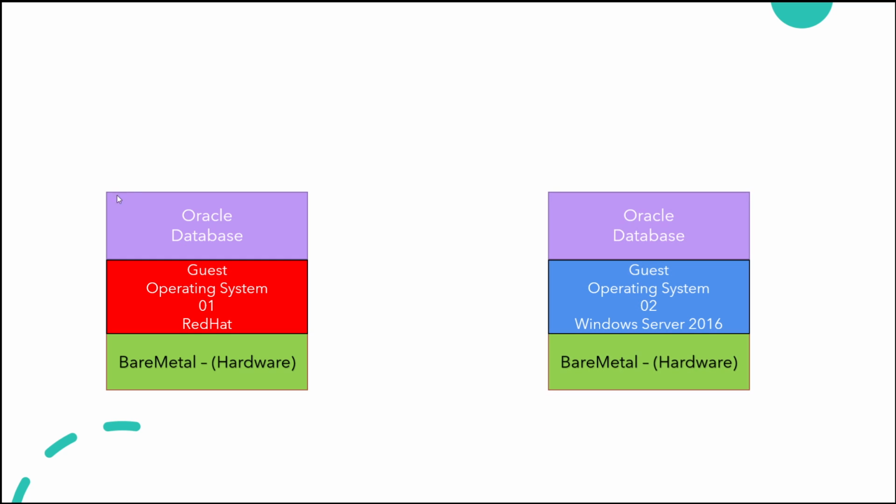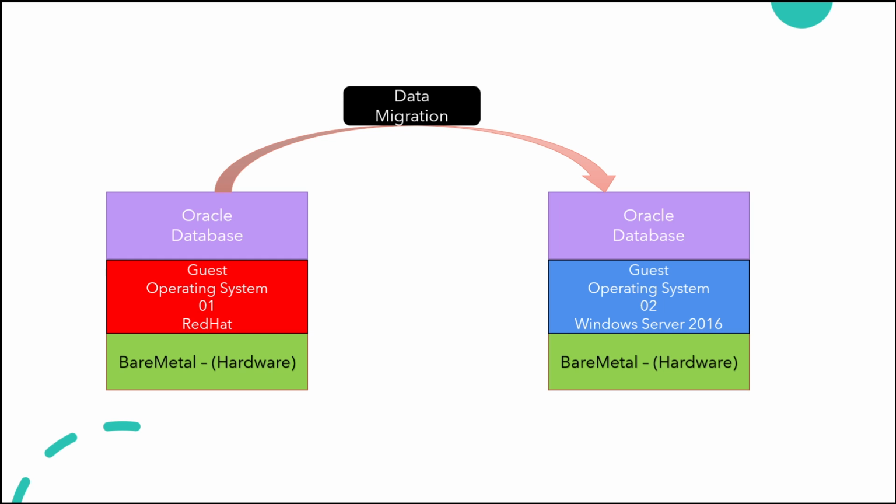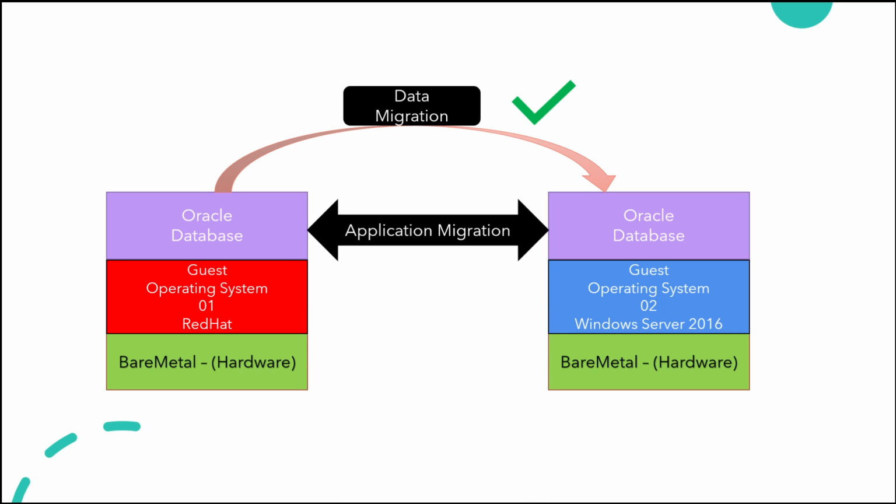Like you have seen, bare metal, on top of it guest operating system. I'm using Red Hat. On top of it, I'm using Oracle database. This is one physical virtual machine, and this machine also I have there. But in this guest operating system, I'm using Windows Server 2016. Here, the data migration is very good, but the problem over here is no application migration will be there.